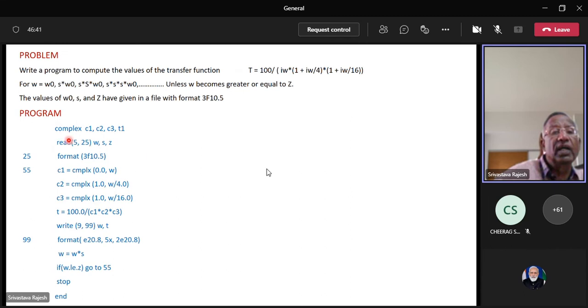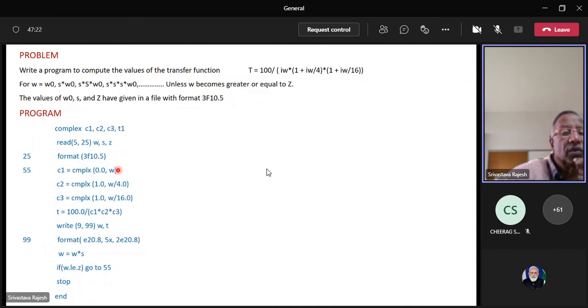First thing you have to declare here: since T is a complex quantity, you can declare complex C1, C2, C3 and T1. I am assuming that I read these as real values, so I need only 3 formats here. Then I make the complex quantities. Now there are 3 types of quantities. So 0.0 is the real part, then only omega. C2 is 1.0, and you can see this quantity is complex. So first this is complex, then this is complex, and this.